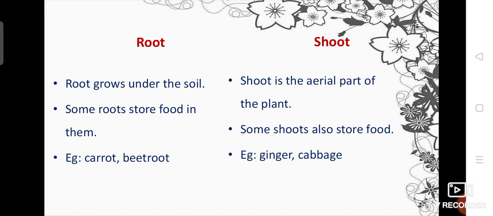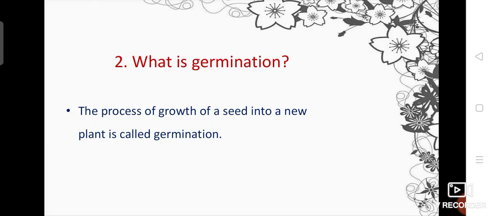Okay, second one, some roots store food in them. Like root, some shoots also store food. Example, for root we can say carrot, beetroot, even turnip, radish and all. But for shoot, ginger, cabbage, so many things you can say. Okay, so this is the difference between the root and the shoot.